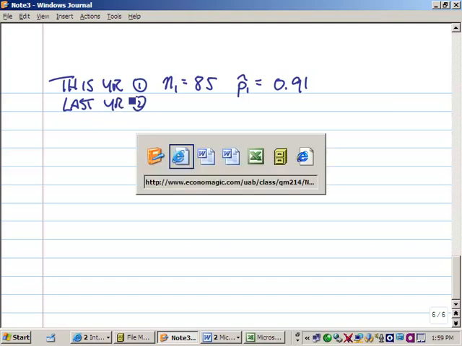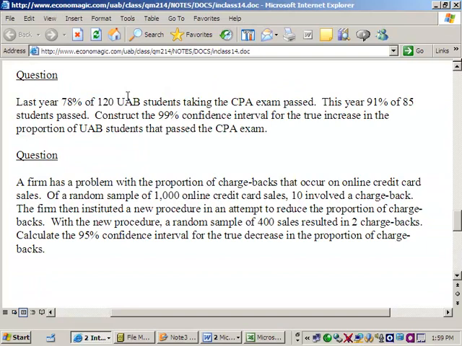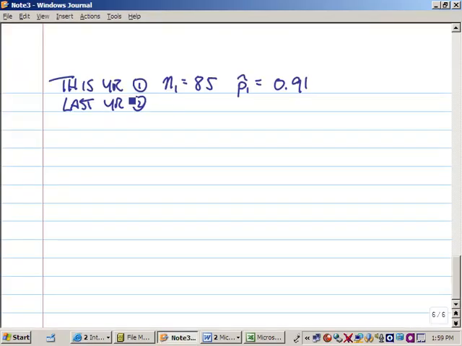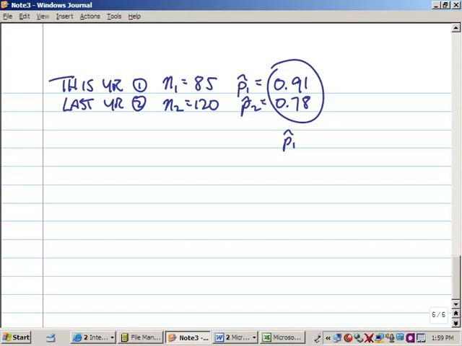Last year we have 78% of 120 students. So N2 is 120, and we had 78% there. Okay, so if you take the difference, p hat 1 minus p hat 2, 0.91 minus 0.78, 0.13, we have our increase. All right, it increased from 78% to 91%. The increase was 13%.